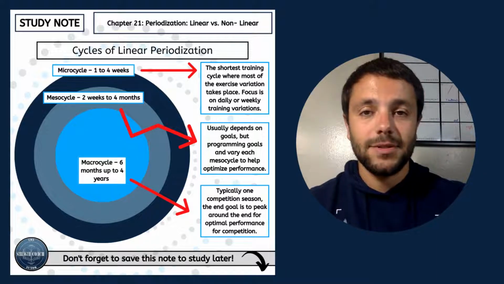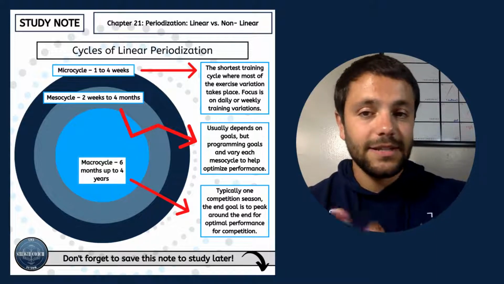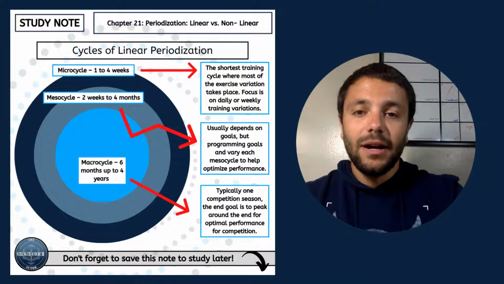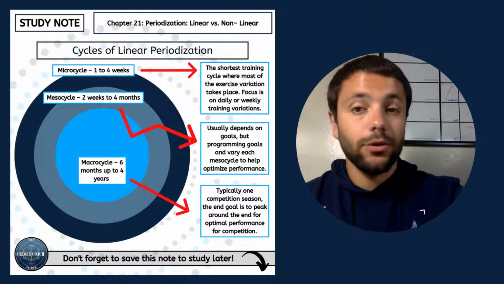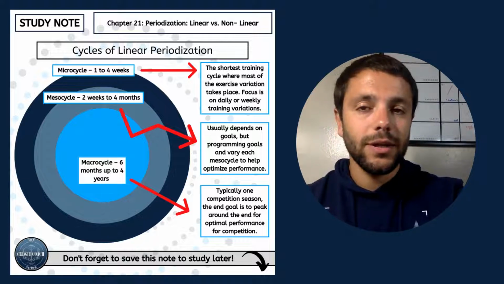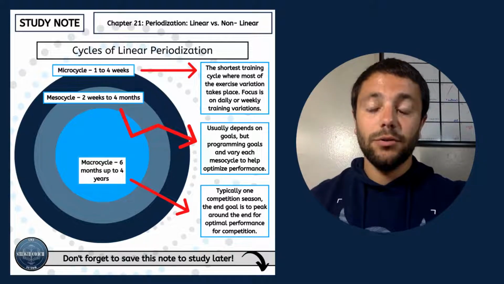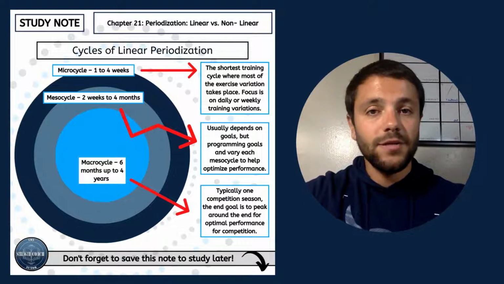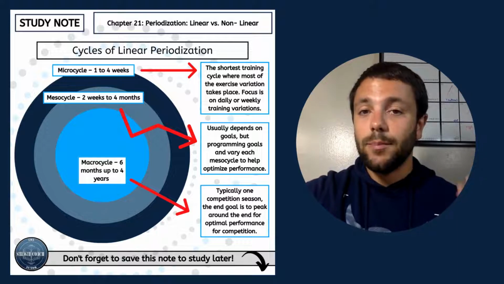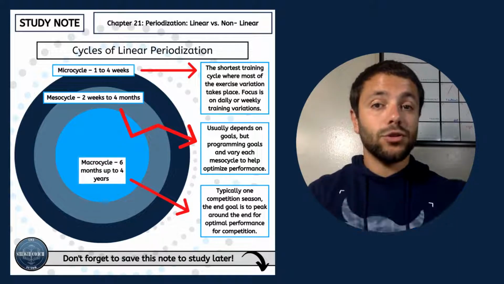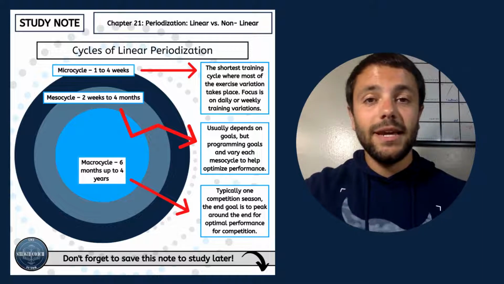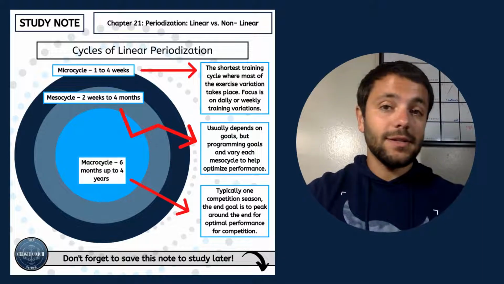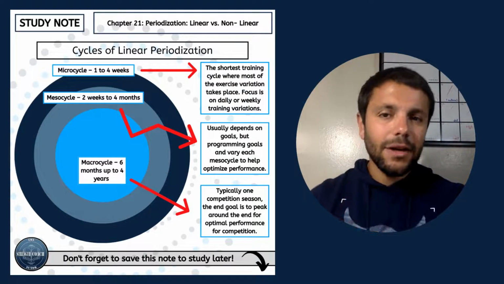So mesocycles are breaking up the macrocycle into chunks. And so they can last anywhere from 2 weeks to 4 months, right? It's going to vary depending on your training goals and what you're looking to achieve during that time period. And usually during each mesocycle, we do have a training goal. So for example, on the previous slide, we said during the off-season, we're looking to train for hypertrophy and strength endurance. That's our training goal during that time period. That's the adaptation we're looking to elicit or create during that time period, and hence that is our goal.